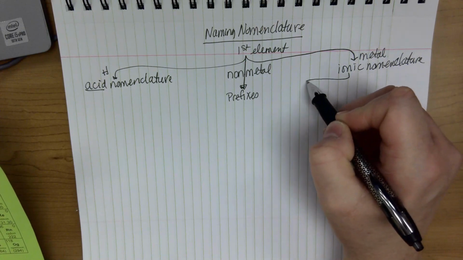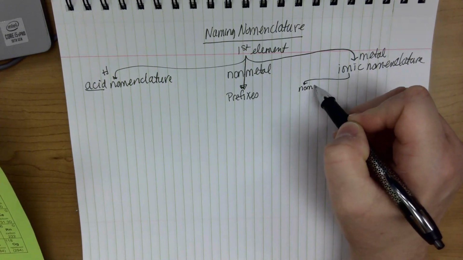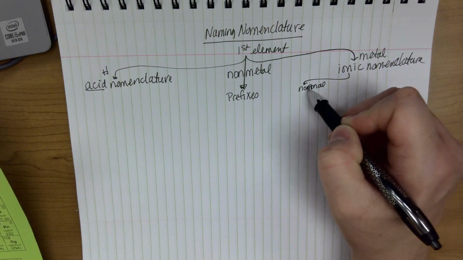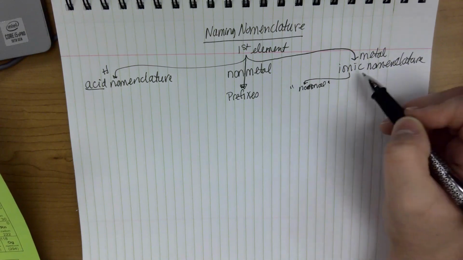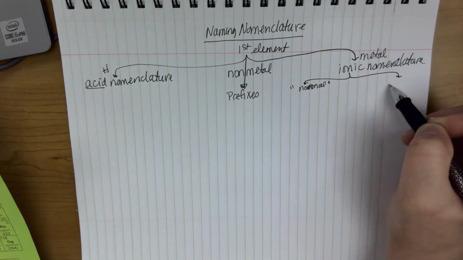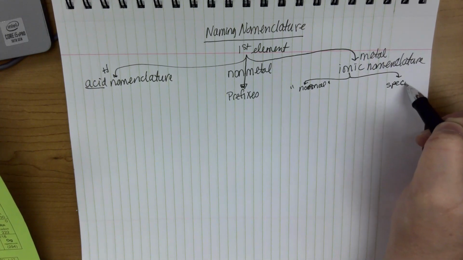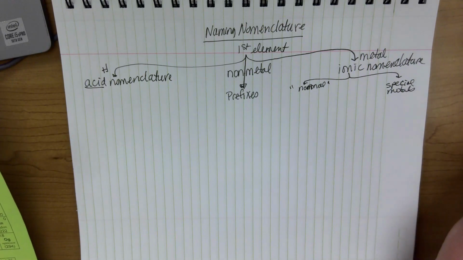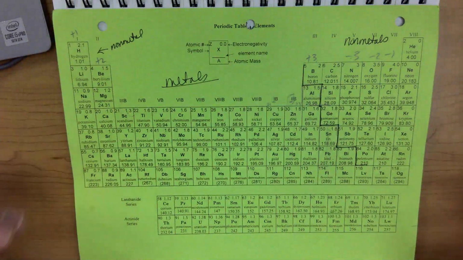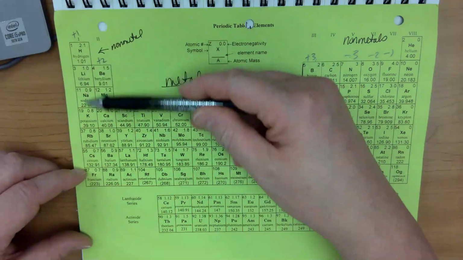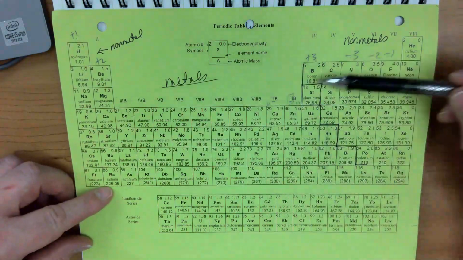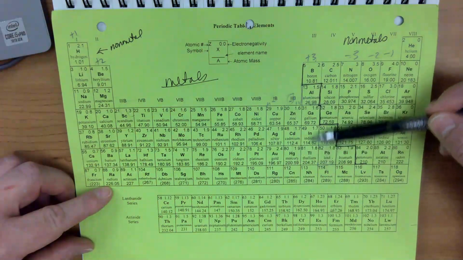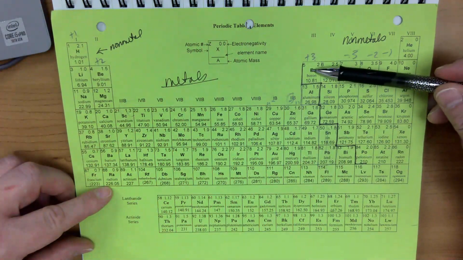There's what I like to call normal, I can spell, normal metals, and then there are special metals. What is the difference between a normal and a special metal? Well, it's whether or not we know the charge of it. So for our normal metals, it's anything in the alkali metals, the alkaline earth metals, and this aluminum column here. Remember, boron's not a metal, it starts with aluminum.